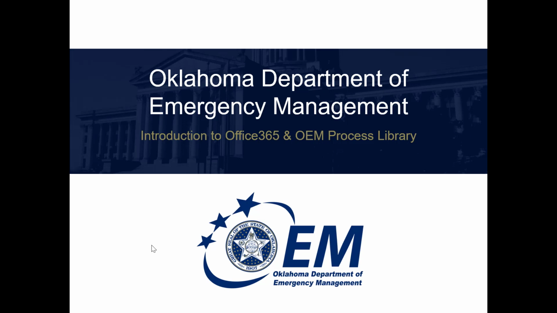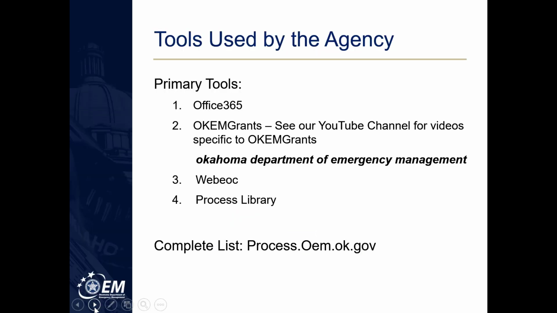In this series, you will learn about some of the tools that the agency uses on a daily basis to track their work and save their files. The primary tools used by the agency are Office 365, OKEM Grants, Web EOC, and our process library. A complete list of the systems can be found on process.oem.ok.gov, and we'll go over that later in this video.